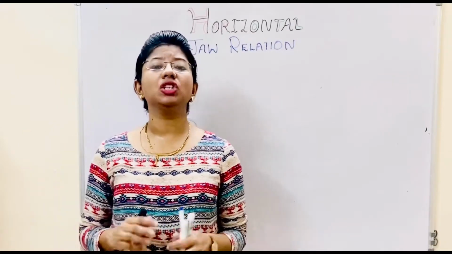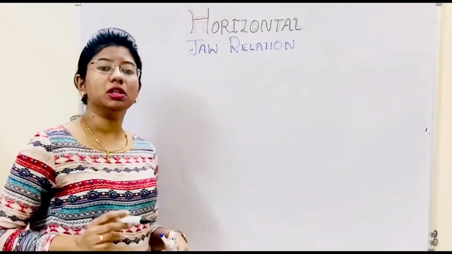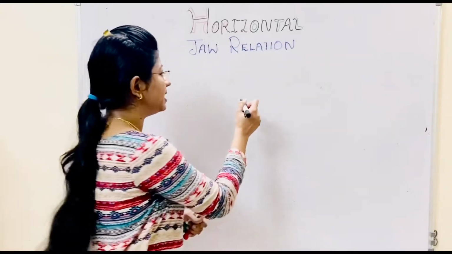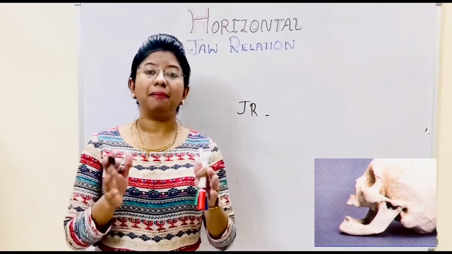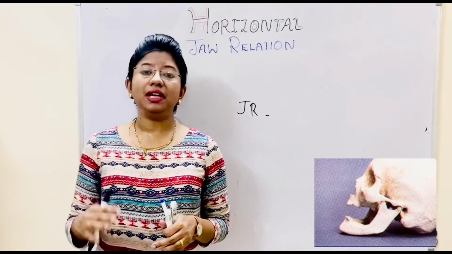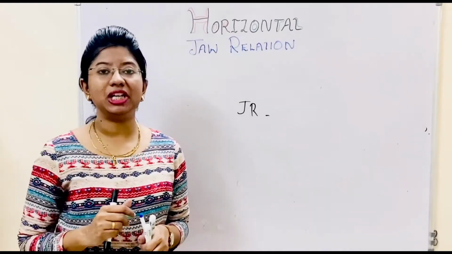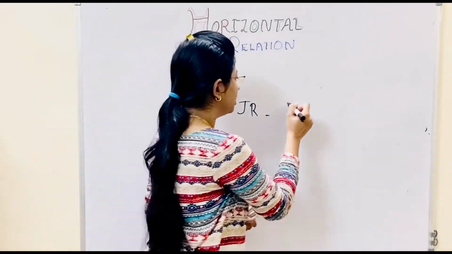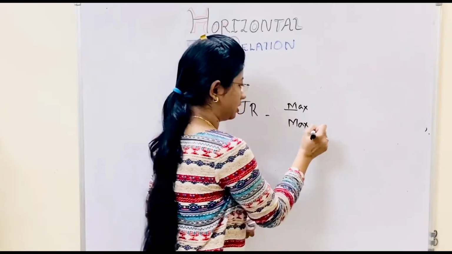Today our topic is horizontal jaw relation. But before going into horizontal jaw relation, let's understand what you mean by a jaw relation. Basically, jaw relation is any spatial relation between the maxilla and the mandible, or you can say a relationship of the maxilla to the mandible. What do you mean by spatial relation? Spatial is something that is occupying any space. So the relation of maxilla to the mandible is the jaw relation.